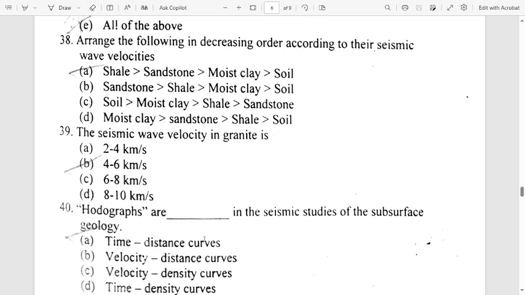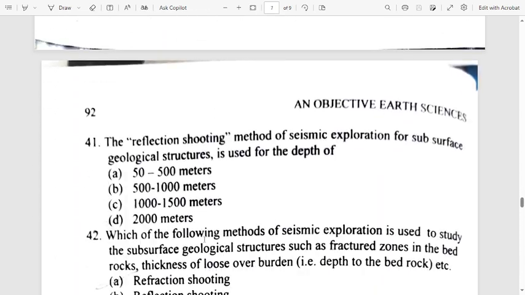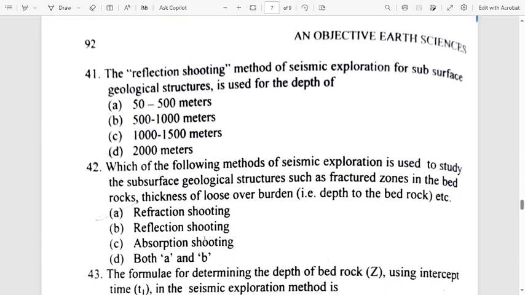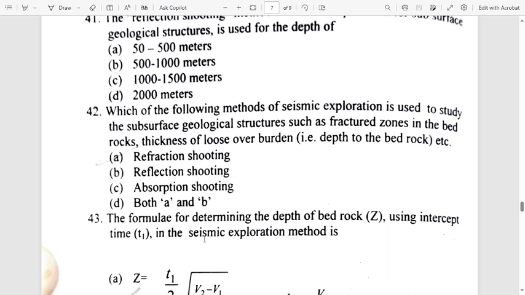Time distance curves are used in the seismic studies of the subsurface geology. The reflection shooting method of seismic exploration of subsurface geological structures is used for the depth of 1000 meters. Which of the following methods of seismic exploration is used to study subsurface geological structures such as fractured zones in the bed rocks, thickness of loose overburden, that is depth to the bedrock, etc.?